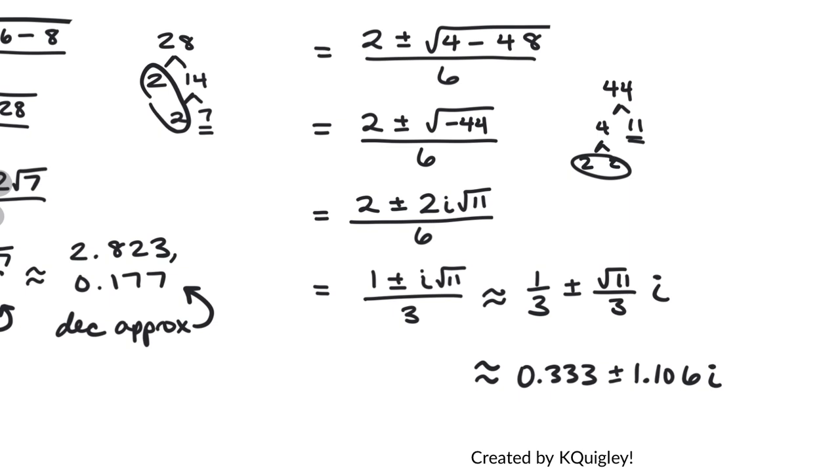You have the real part without the i, and you have the imaginary part with the i. Did I say that backwards? This was a negative 44.